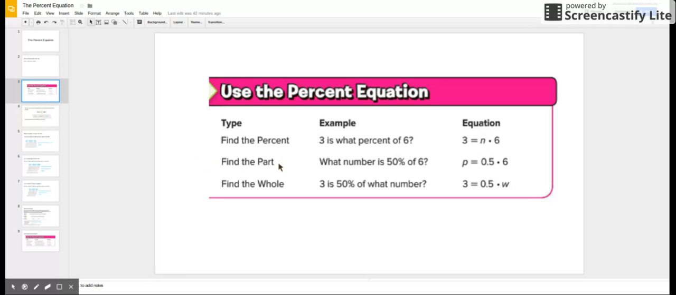If you're trying to find the part, this is the equation you would use. What number is 50% of 6? P equals 0.5 times 6. Notice that the percent is written as a decimal. So if you recall, in order to go from a percent to a decimal, move the decimal place over 2 spaces to the left. Now to find the whole, 3 is 50% of what number? 3 equals 0.5 times the whole.